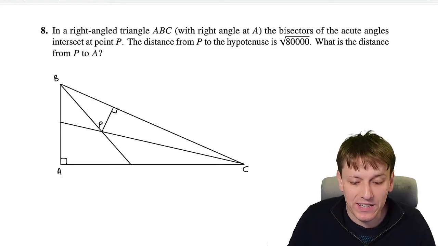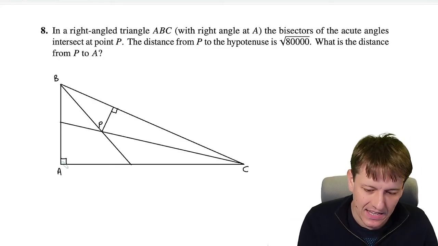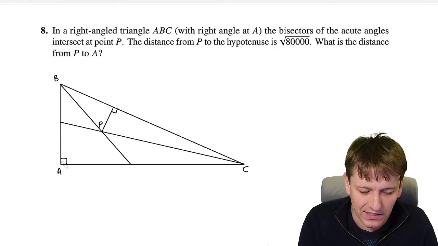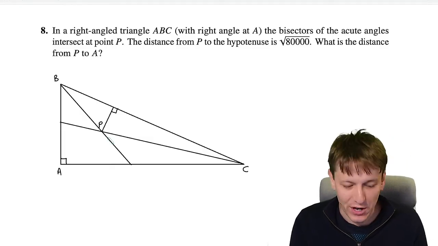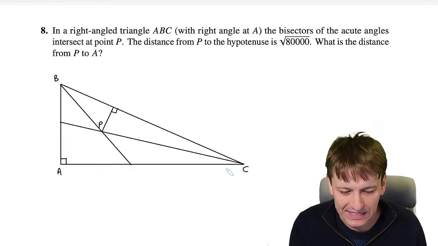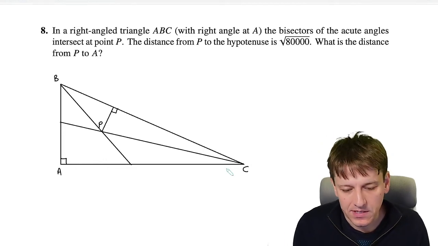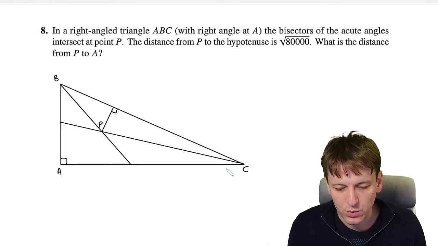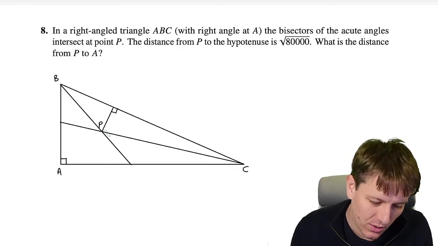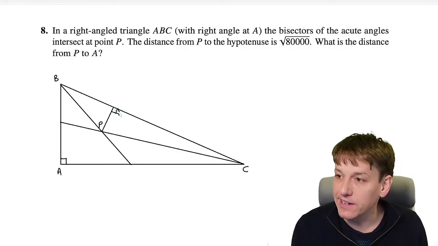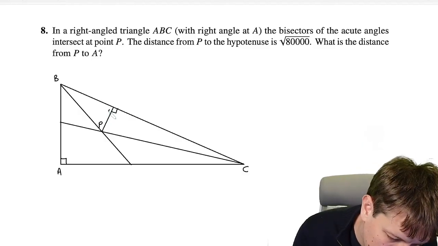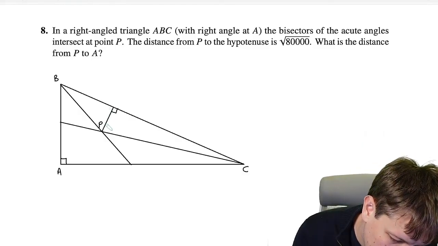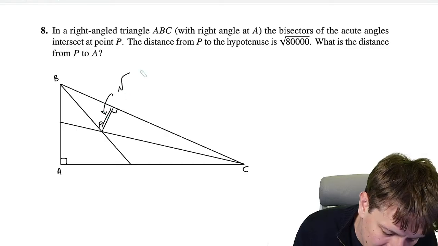Here we've got a right angle triangle ABC with its right angle at A, and the bisectors of the acute angles intersect at this point P. So the first challenge in this question, I suppose, is drawing this diagram, and I've just done the bisectors approximately here. The distance from P to the hypotenuse is the square root of 80,000, so the closest distance is going to be a perpendicular distance. So we know here that this length from here to here, let me just label that like that, is the square root of 80,000.